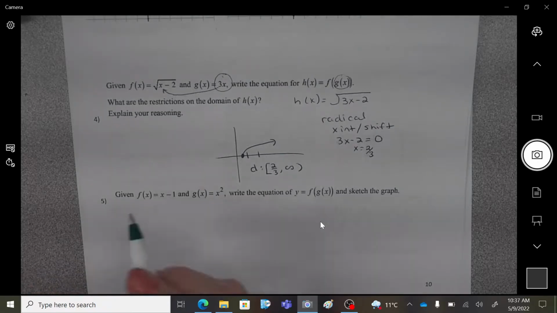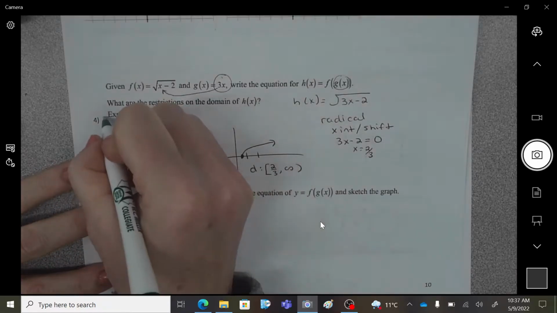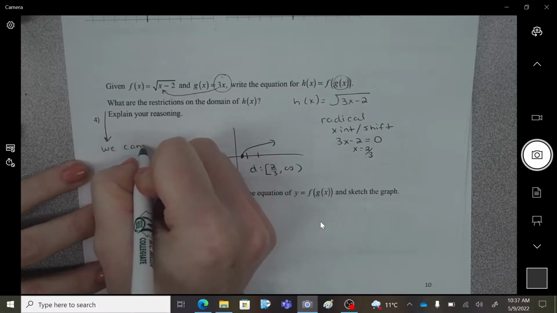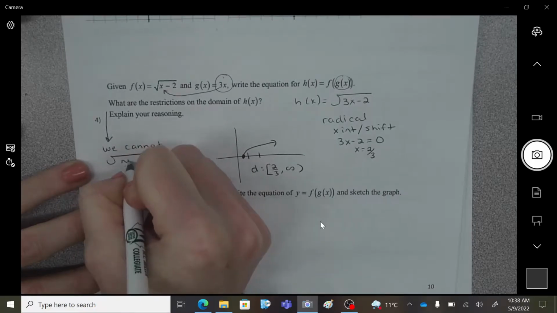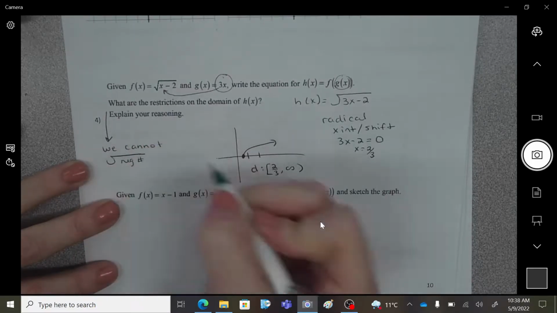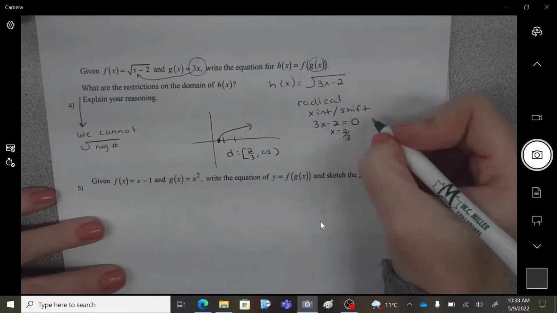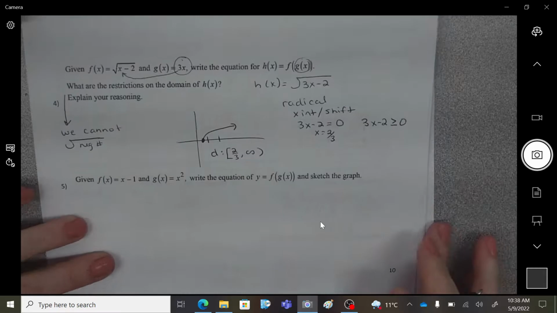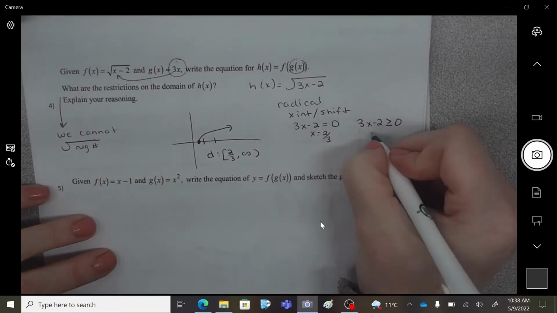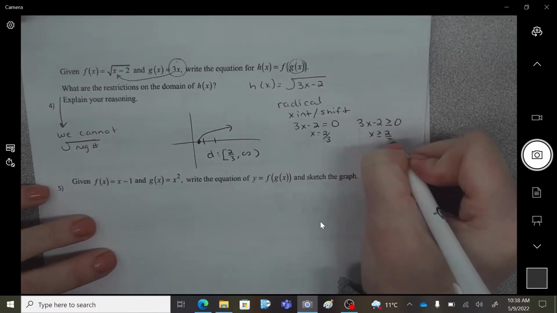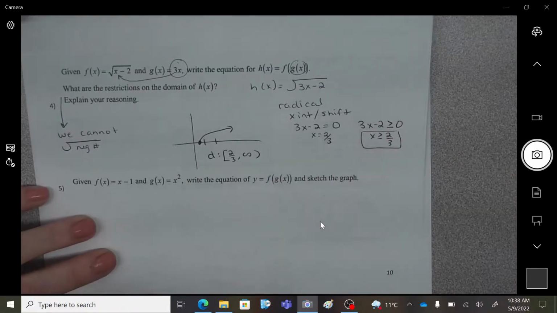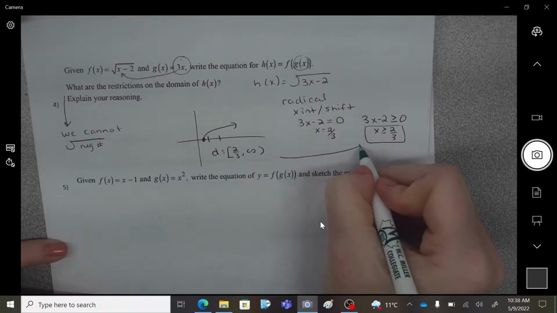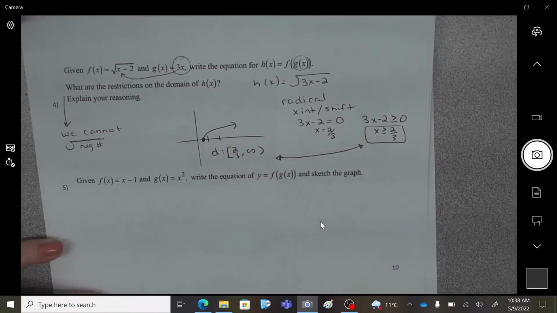So why is there a restriction? We cannot square root a negative number. I guess we could have talked about that has to be that way. So therefore, that's our same solution to this. There are two ways to think about it.